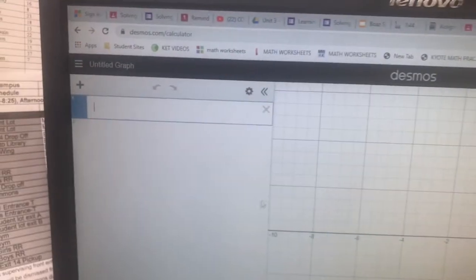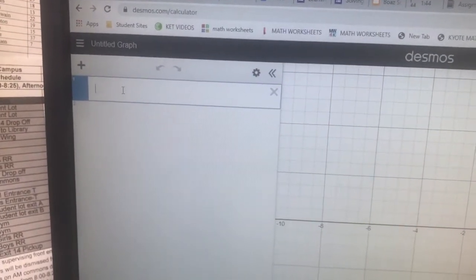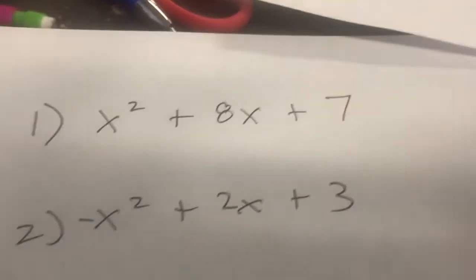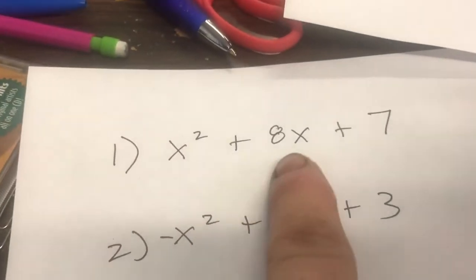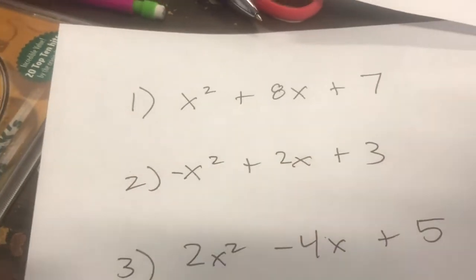There's the screen. All right, in this box right here, we're going to type our equation in. I've got 3 of them here I'm going to type in and show you how to do them. This first one, x squared plus 8x plus 7. I'm going to type that in.